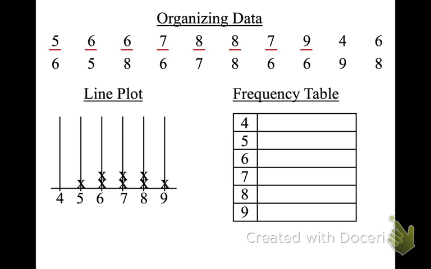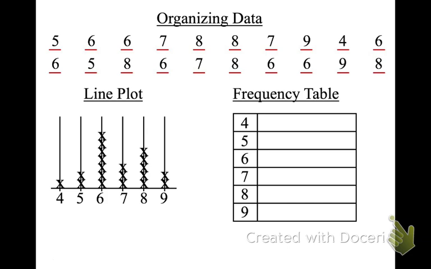All right, let's check our work. So let's look at our end result and check your work. On the 4, you should have 1 x. On the 5, you should have 2 x's. On the 6, 1, 2, 3, 4, 5, 6, 7. On the 7, there's 3 of them. On the 8, there's 1, 2, 3, 4, 5. And on the 9, there's 2.